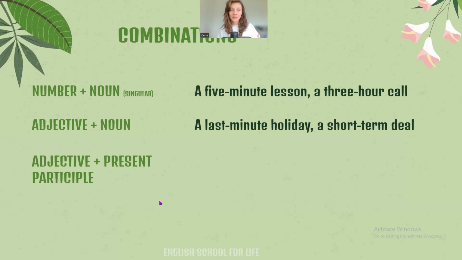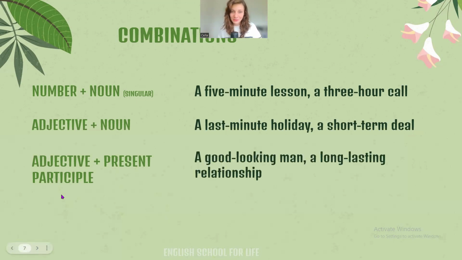Next one is an adjective and a present participle. So there's going to be ing at the end. A good-looking man. You are a good-looking man. A long-lasting relationship. I knew it was going to be a long-lasting relationship, meaning it's not going to end anytime soon. It's going to take a long, long, long time until death separates us.